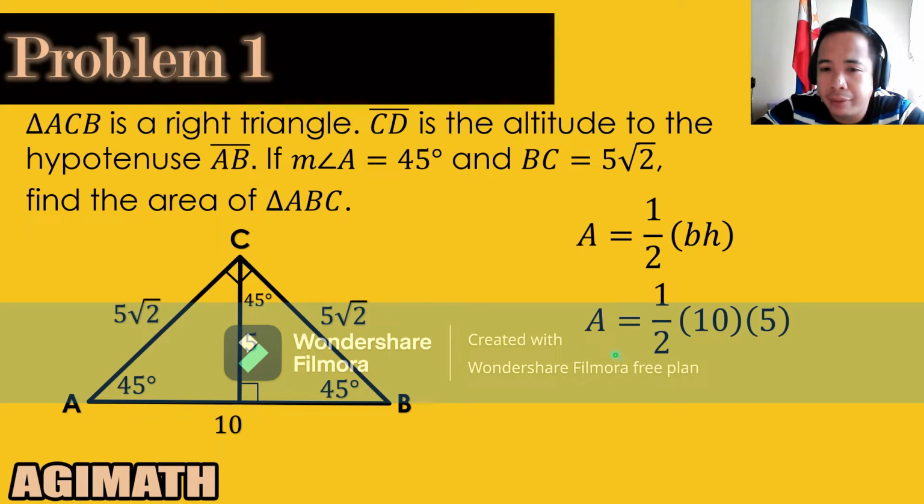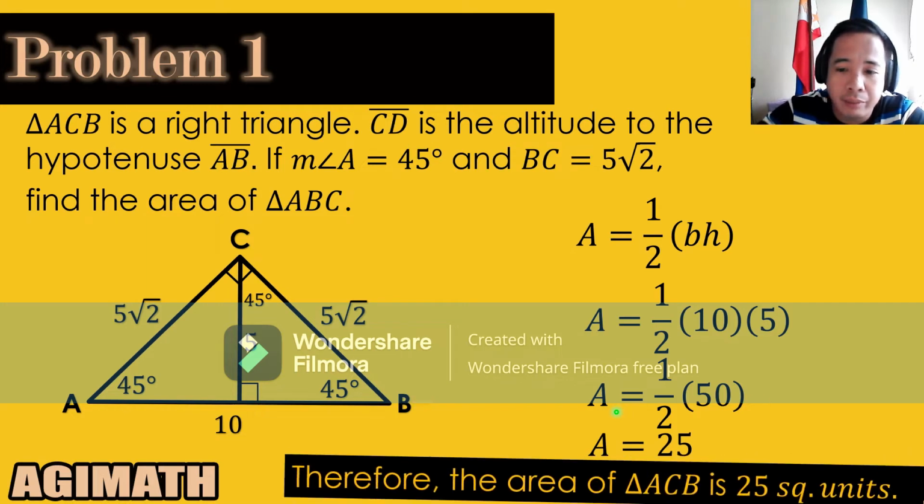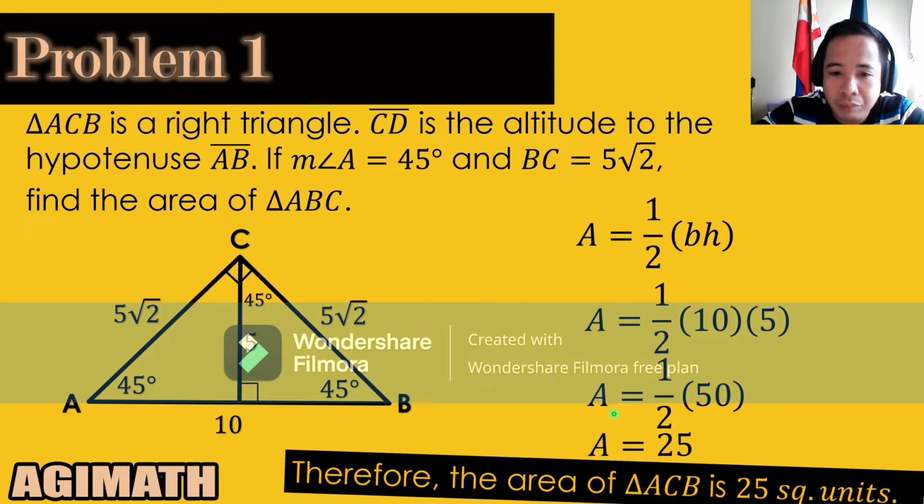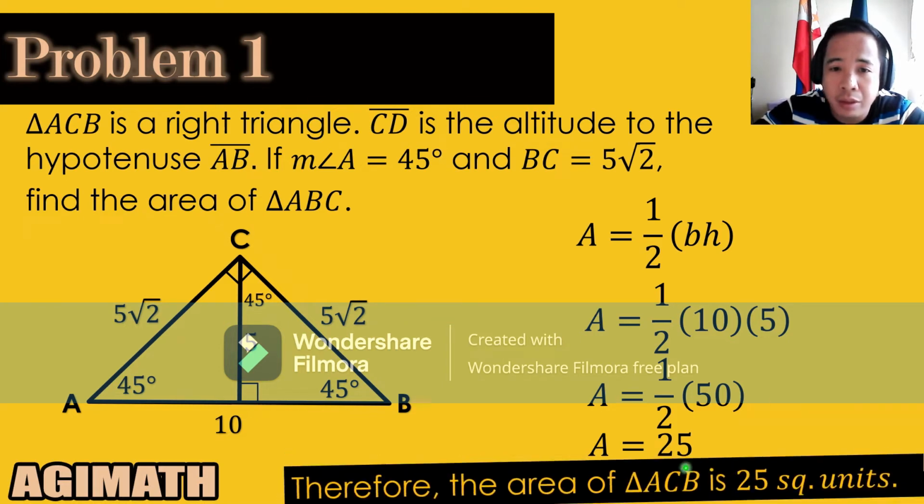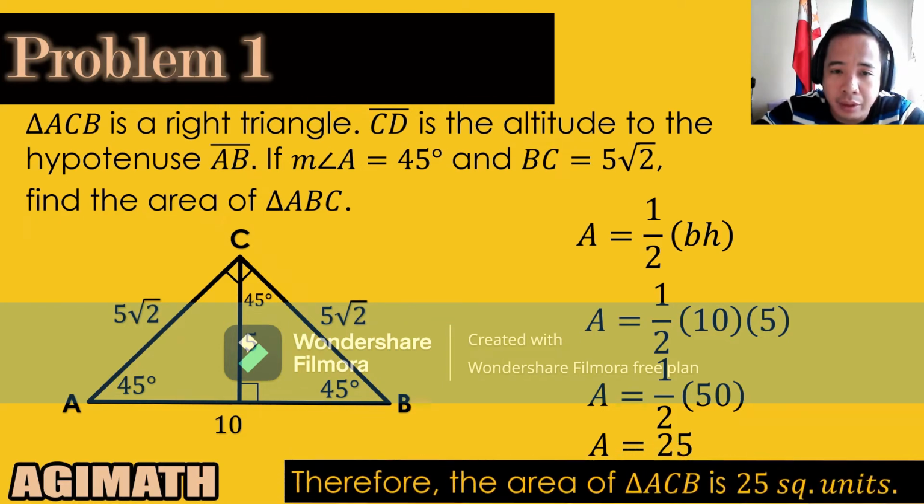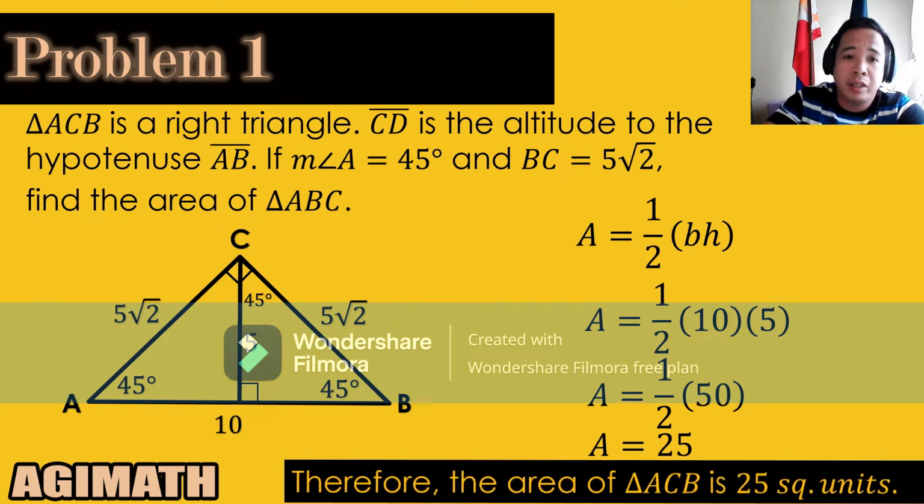And then solving, 1/2 times 10 times 5, that is equal to 25. Therefore, the area of triangle ACB is 25 square units. That's it. Next problem.